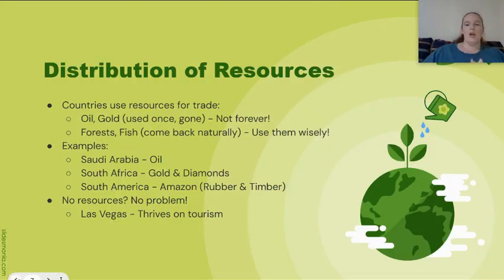Some examples would be Saudi Arabia. Saudi Arabia has lots of oil. Once they use all their oil, it's gone. South Africa has gold and diamonds. Once they have mined all of their gold and diamonds, it is gone. And South America has the Amazon rainforest for rubber and timber. As long as they are replanting those trees, that will come back naturally, and they'll be able to use those resources again. Now, some places, they have no resources, but that's not a problem. Las Vegas thrives on tourism. That's people visiting and spending their money.